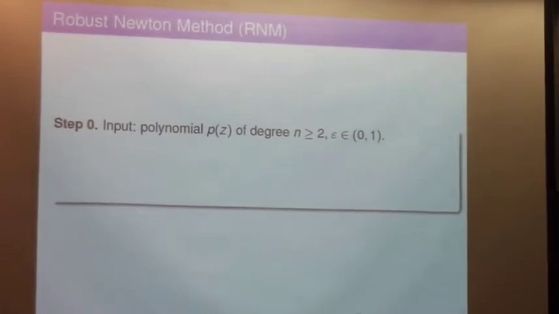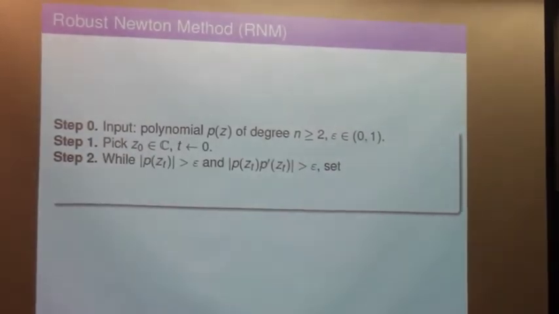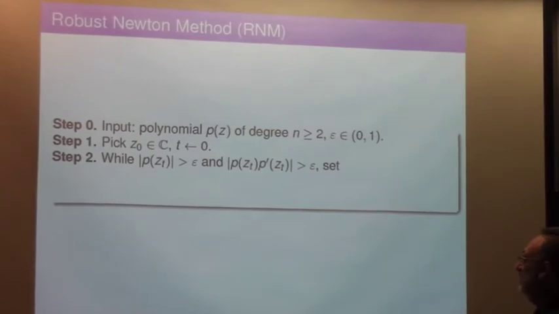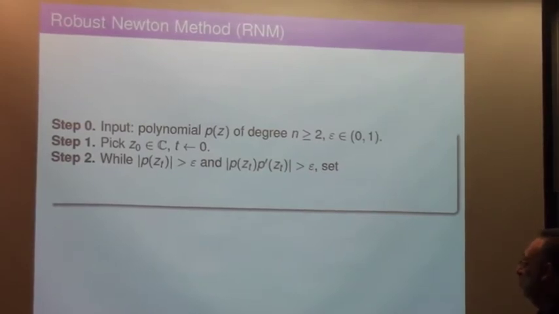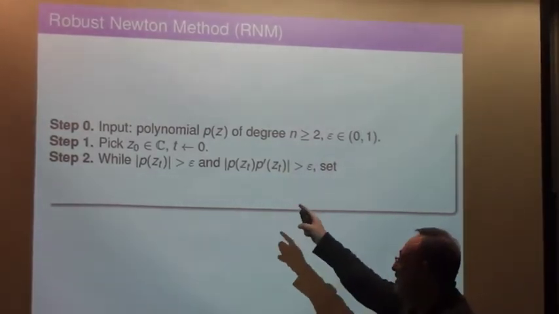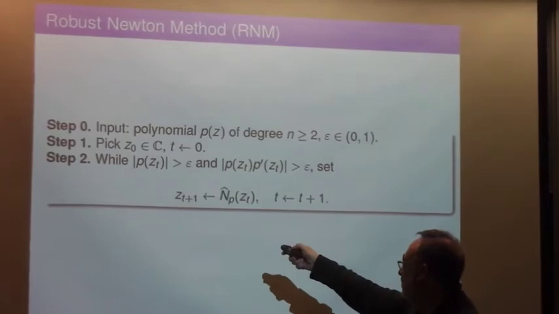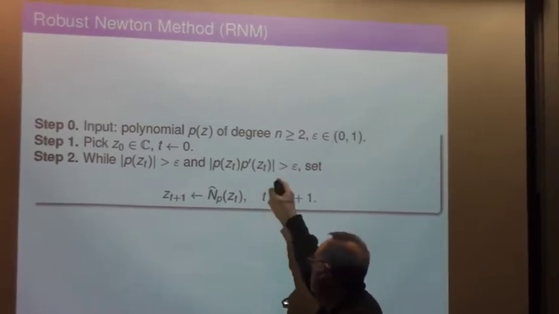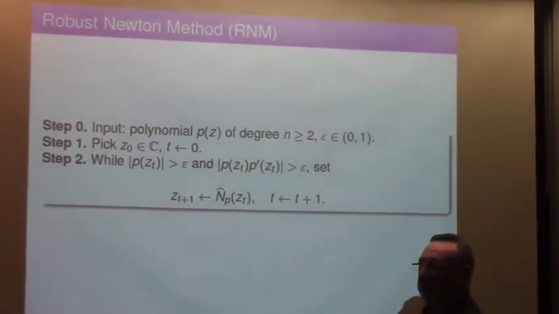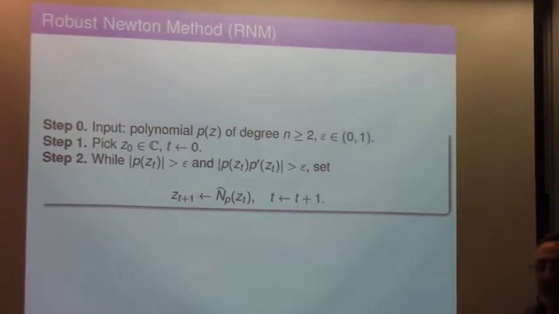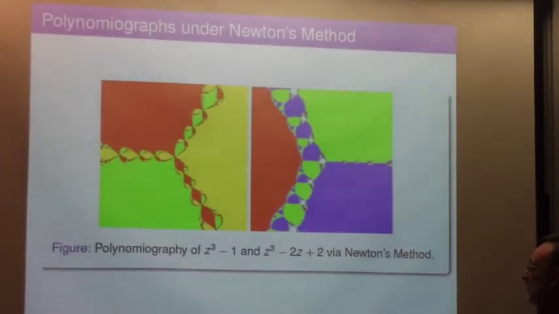Now, we can define this algorithm basically. Given a polynomial of degree bigger than or equal to 2, and given epsilon, iterate while these two are bigger than epsilon, do this robust Newton iteration.